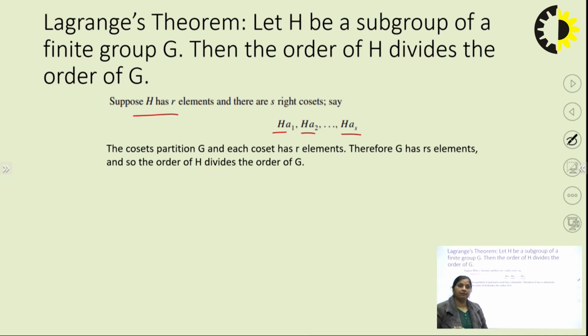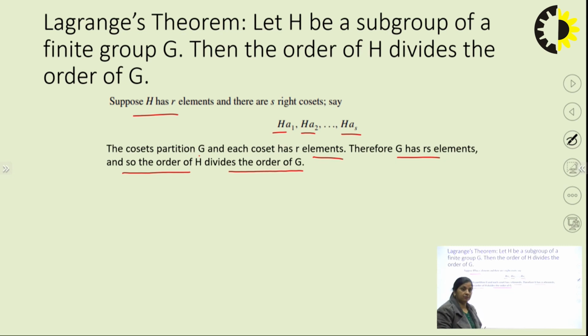As we have s right cosets and each coset has the same number of elements as the subgroup, as we discussed on the last slide, what does it mean? The cosets partition G and each coset has r elements, therefore G has r into s elements, and r into s is divisible by r. So what does it mean? The order of H divides the order of G.